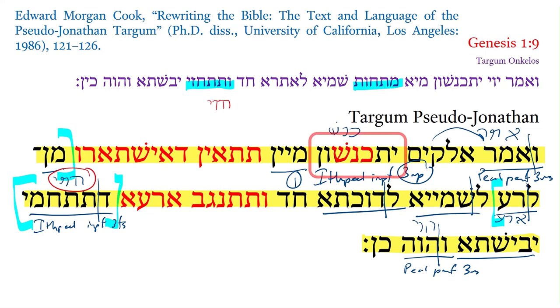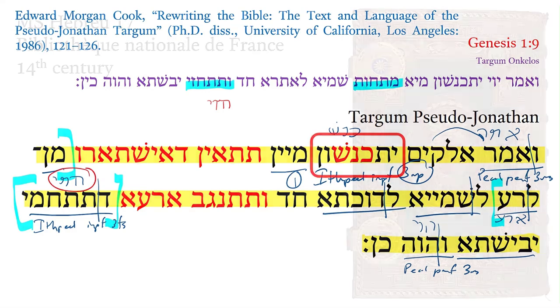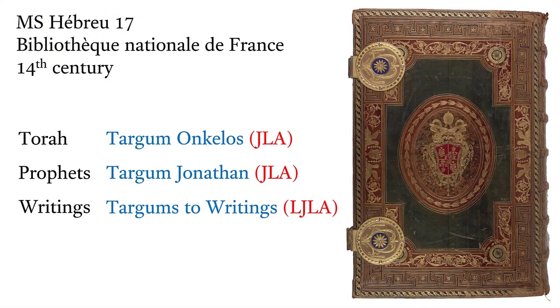But actually, the consonant difference that I'm going to talk about in this video is not one of these regular shifts. So let's go to Hebrew Manuscript 17 in the National Library of France, which contains the Hebrew text of the Torah, prophets, and writings, and then the associated Targums. Onkelos and Jonathan, as we know, are Jewish literary Aramaic, and then most of the Targums to the writings are late Jewish literary Aramaic, which is the literary dialect we have in Pseudo-Jonathan.